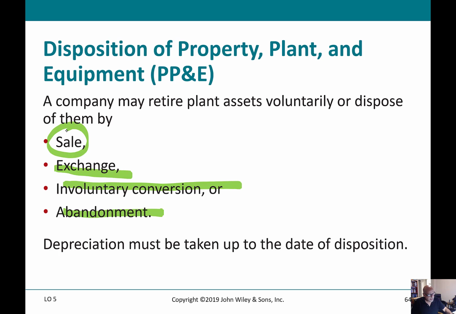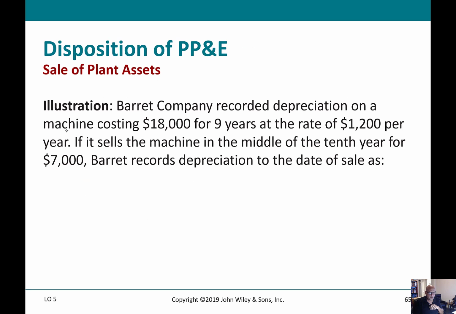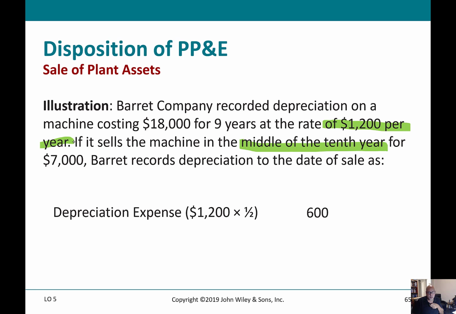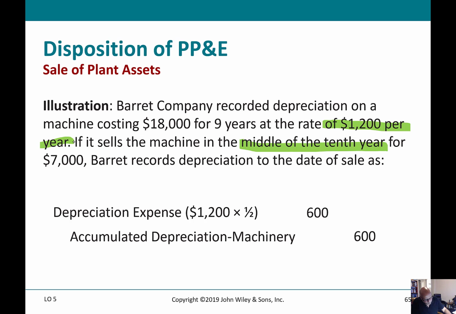So the key issue here is that when you have a situation where they've been depreciating something and then sell the property, say halfway through the year, the 10th year is the year they're going to sell, and they sell it in the middle of that 10th year, your first step is to catch up your depreciation. If we were taking $1,200 per year, then to catch up our depreciation in year 10, we would debit the depreciation expense for half of the full year, $600, and credit the accumulated depreciation.